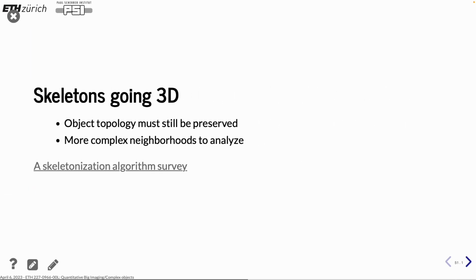And the final thing before I let you off to break is skeleton 3D. What I've shown until now is only 2D skeletons, but we can do exactly the same thing in 3D, again with the criterion that the object topology must be preserved. The other thing is that analyzing the nodes and the network neighborhood is more complicated, because now, instead of just looking at a 3x3 neighborhood, you have a cubed neighborhood.